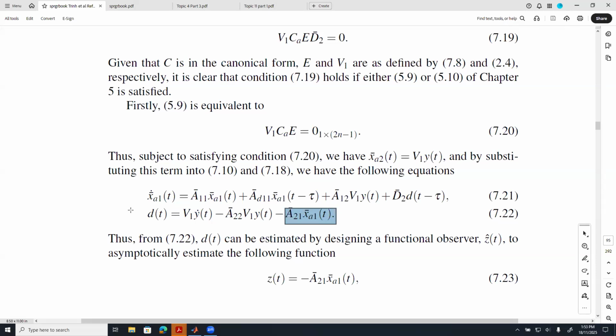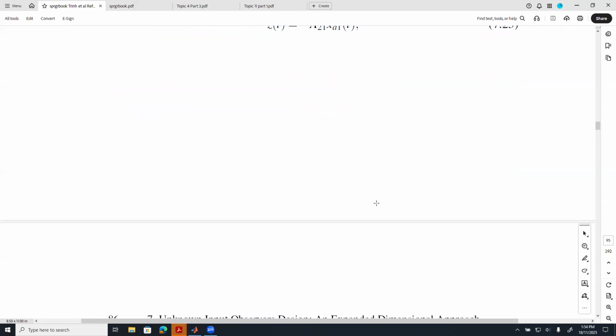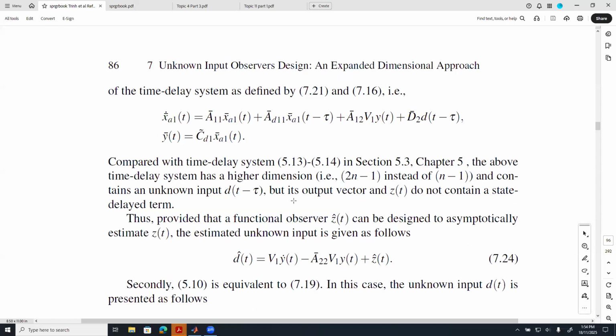And that's where we say, look, to estimate this unknown input, we will need to design a functional observer to estimate this functional directly for a time delay system with an unknown input. Okay, with an unknown input. The other bit is where we compare this one with the one that we obtained in chapter 5. This system itself has a bigger dimension. It has dimension of 2n minus 1, all right, instead of n minus 1. And it also has an unknown input in there as well.